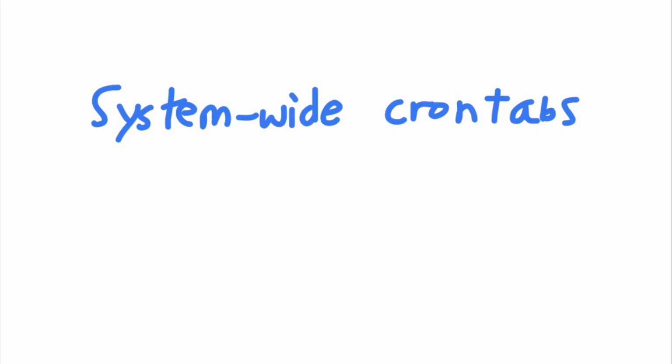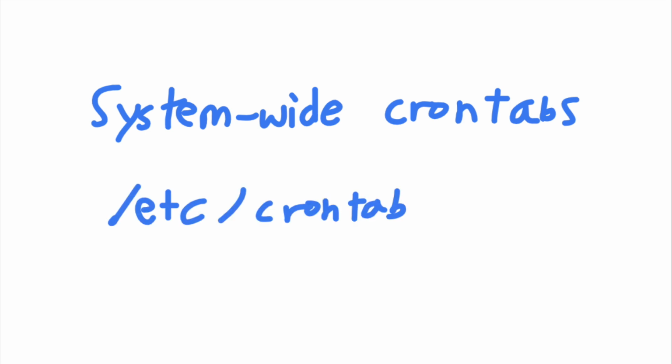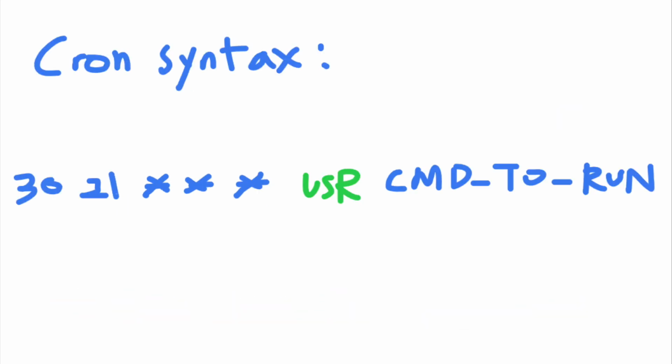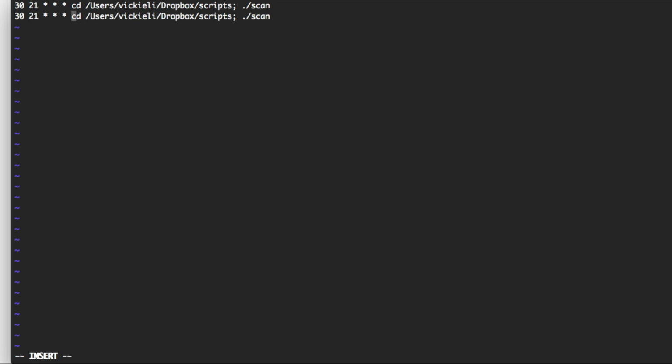Administrators can also configure system-wide cron jobs to carry out cron jobs that are not limited to a particular user. The location for the system-wide crontab is /etc/crontab. And you can also specify the user to run the command as. For example, this entry will tell cron to run the same scan.sh shell script, but as the root user instead.